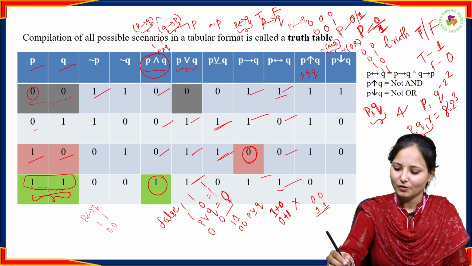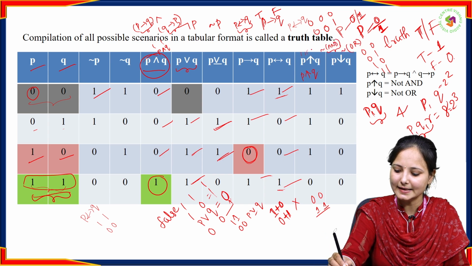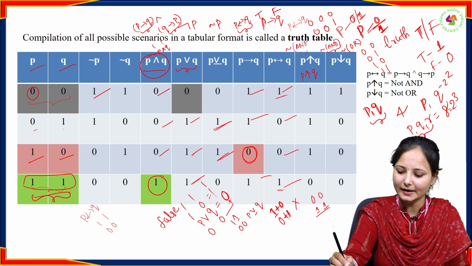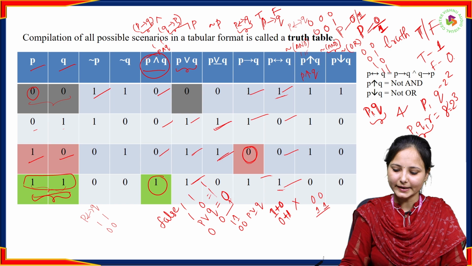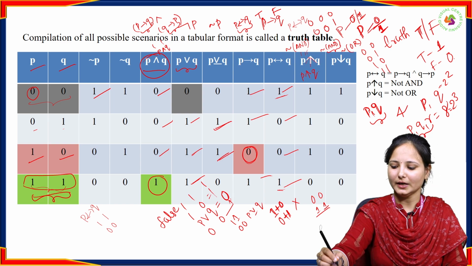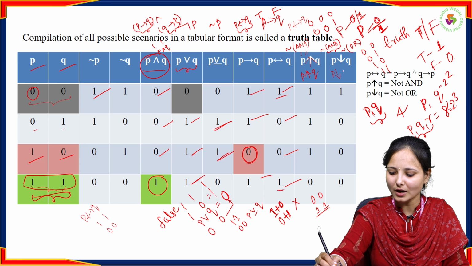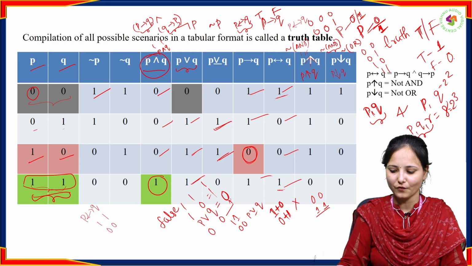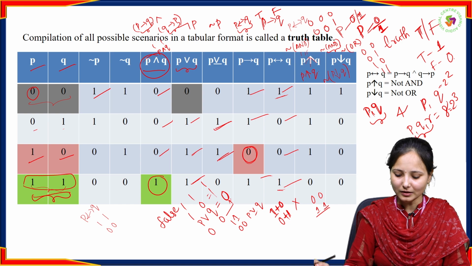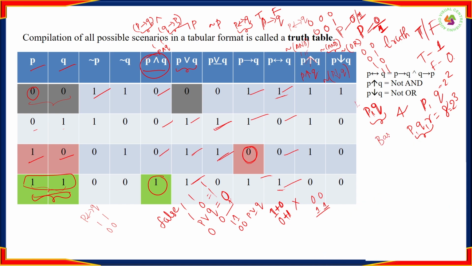Next, this is NAND. NAND is not of AND. In AND, only when both are true, it is true. So it will be the opposite of AND. In OR, when both are false, then only it is false. So what will become NOR? Negation of that will become NOR. These are the basic connectives we'll use in the propositions.